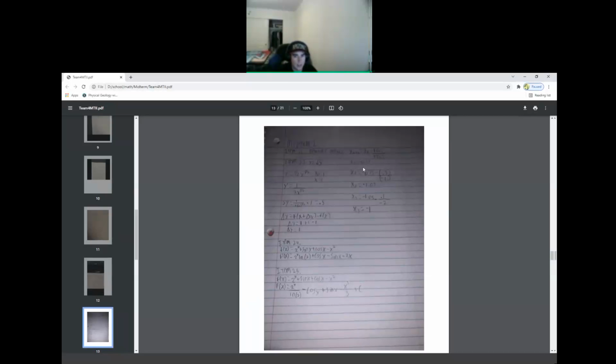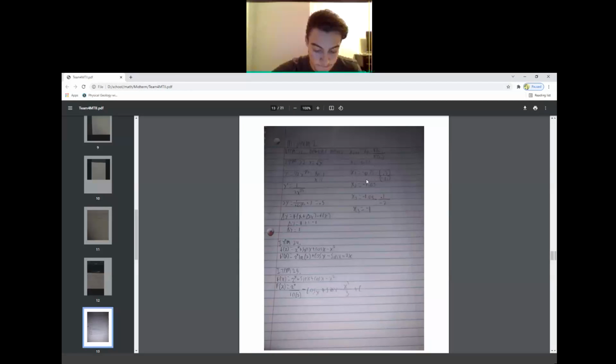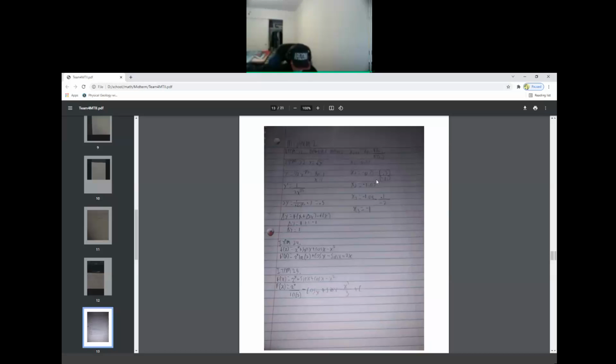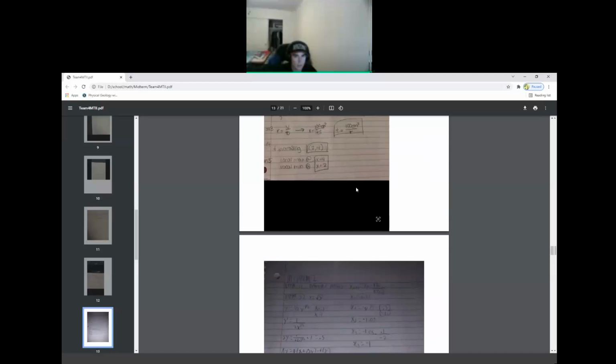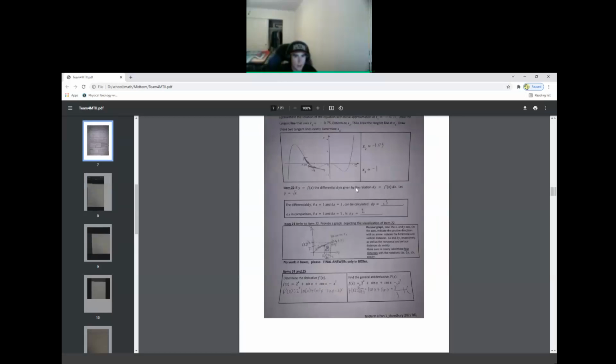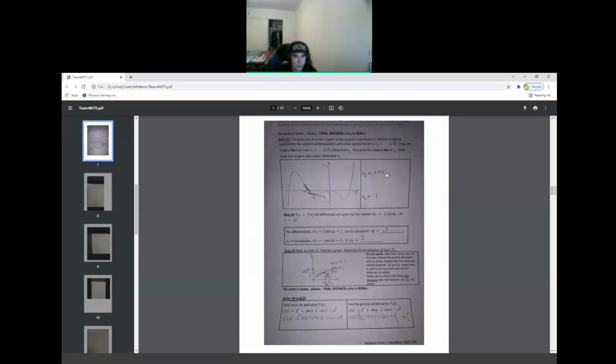So if x1 is negative 0.75, x2 is going to be negative 0.75 minus negative 0.3 over negative 1, which gives us x2 equals negative 1.05. Then I draw that on and write that down here, and then I graph the tangent line at that point, and just guess what its derivative is based on the tangent line, which you can get pretty close by just looking at it, to figure out x3.